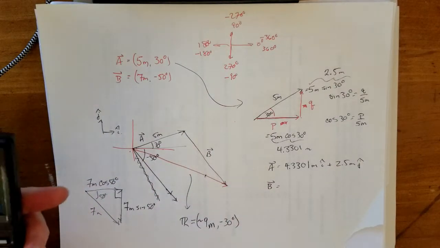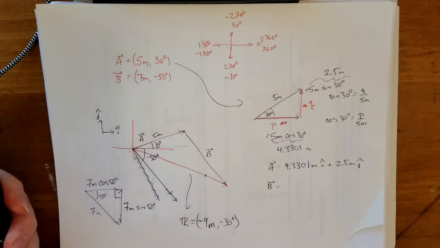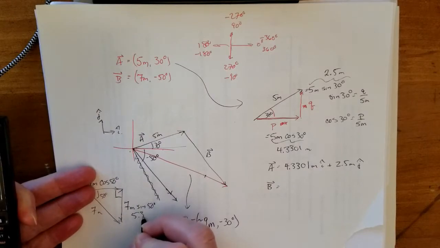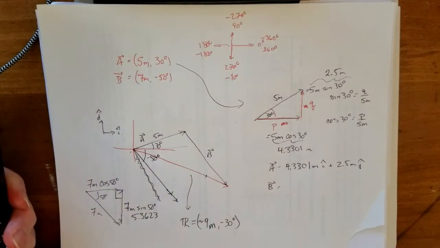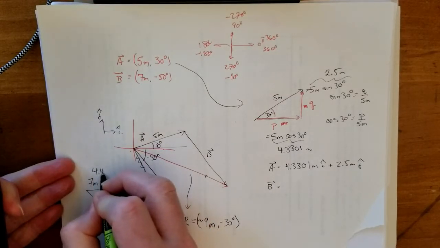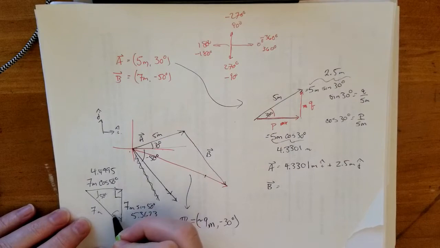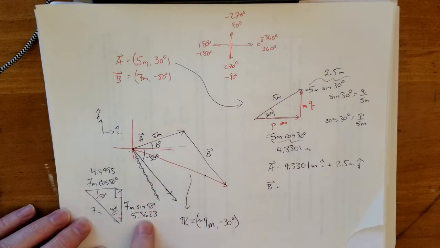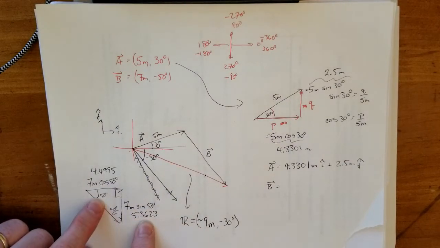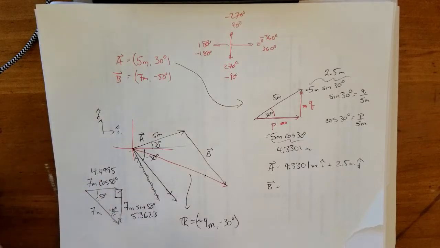And this one I can't do in my head because I've gotten spoiled by calculators. So this is 5.3623, and then 50 cosine 7 times, 4.4995. I can do a quick check, make sure I didn't get sine and cosine backwards, because this is 50 degrees. This angle here is 40 degrees. The side opposite the 50 should be larger than the side opposite the 40, and it is.